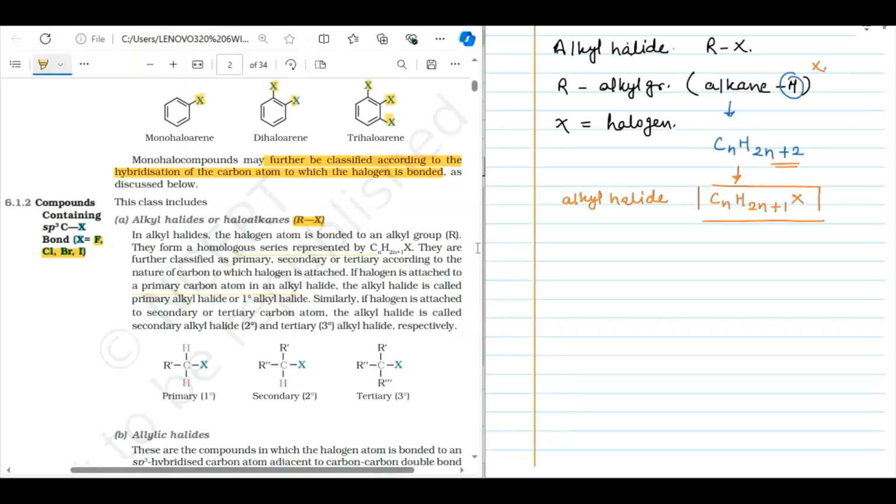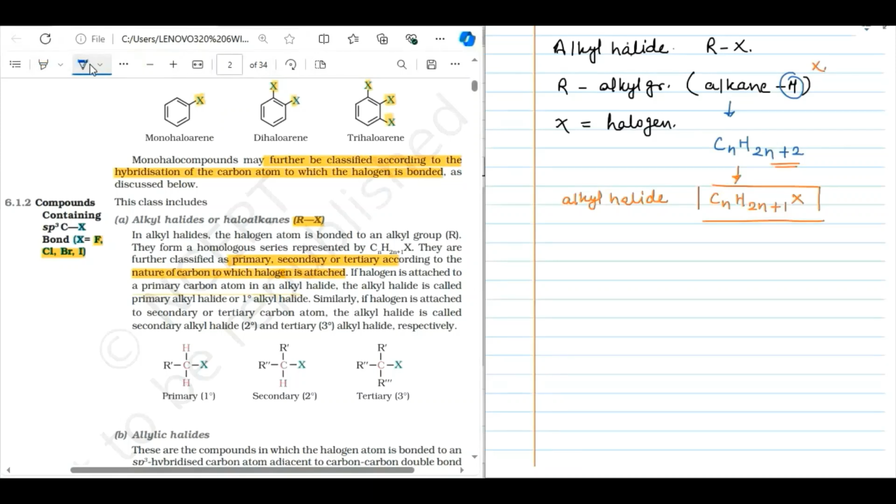They are further classified as primary, secondary or tertiary according to the nature of carbon to which halogen is attached. If halogen is attached to a primary carbon atom in an alkyl halide, the alkyl halide is called primary alkyl halide or 1-degree alkyl halide. Similarly, if halogen is attached to secondary or tertiary carbon atom, the alkyl halide is called secondary alkyl halide and tertiary alkyl halide respectively.